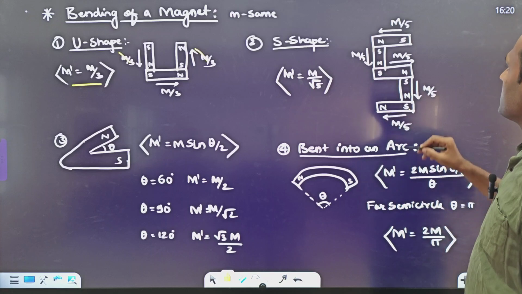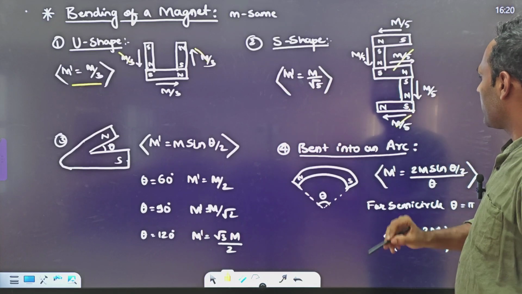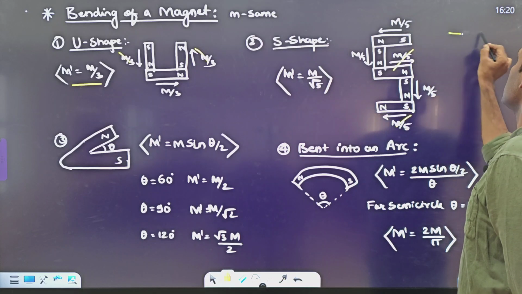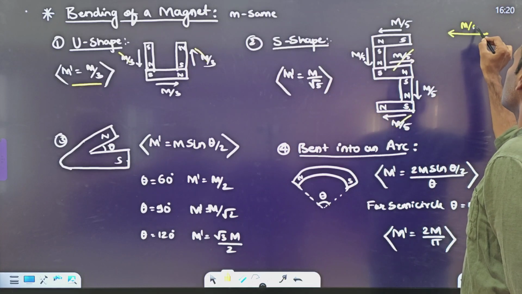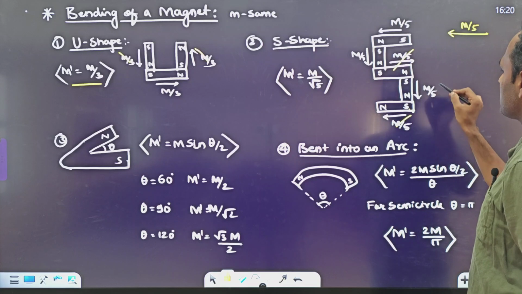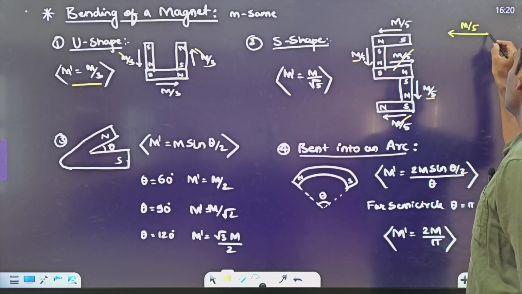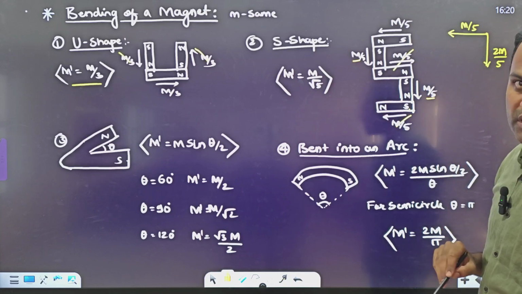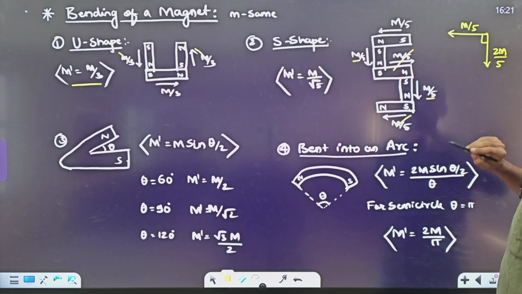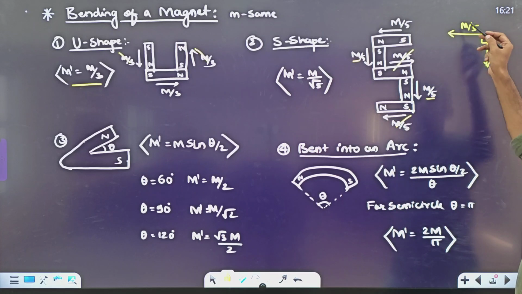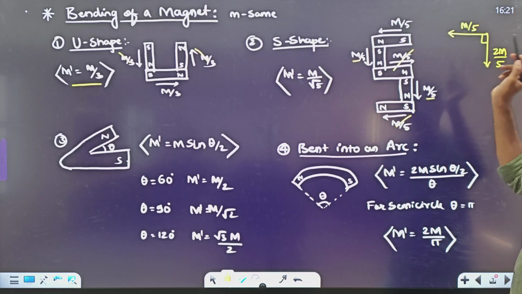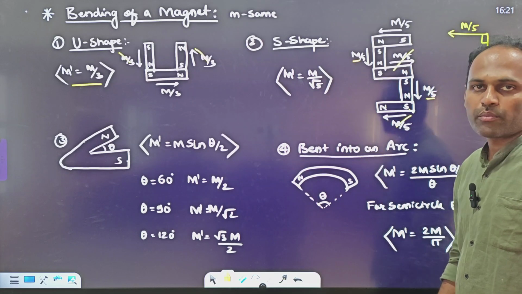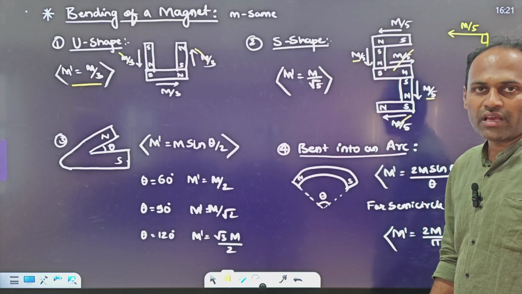Correct? So here what happens? This dipole moment and this dipole moment are equal and opposite in direction. They will get cancelled. Now what is the rest? This dipole moment is remaining, that is m by 5. This dipole moment and this dipole moment are in the same direction, m by 5, m by 5, so it will be 2m by 5. Since these both are perpendicular to each other, you apply root of p square plus q square, root of (m by 5) square plus (2m by 5) square. M dash is equal to m by root 5. This much will be the resultant magnetic dipole moment of this S-shaped magnet.